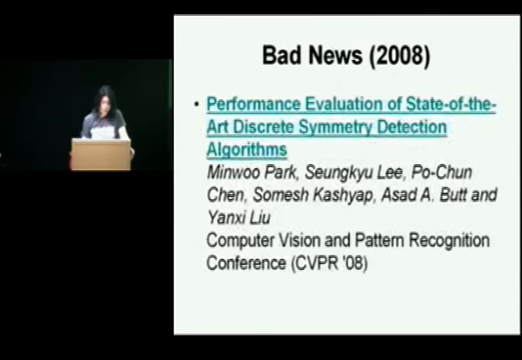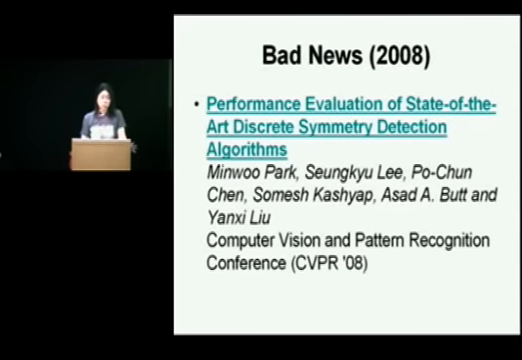Okay, I will start with this one. The bad news is we have done a quantitative evaluation of symmetry detection, which is a big piece of work in computer vision. When I trace back, the effort started like 40 years ago. The first paper even predates computer vision, but it's an algorithm to find symmetry.